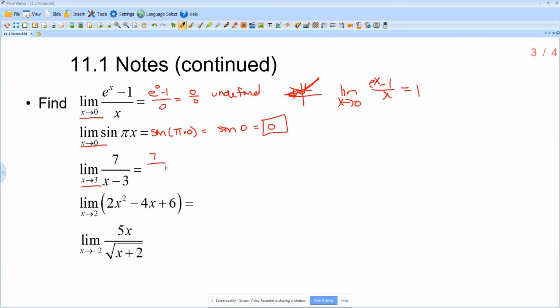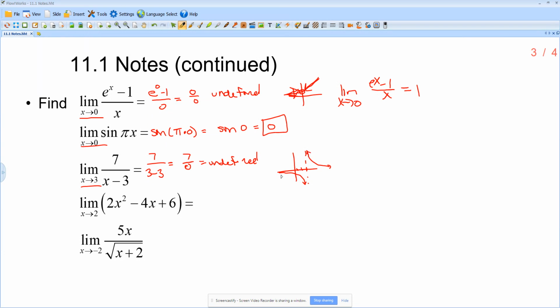Substituting in, I get 7 over 3 minus 3, which is 7 over 0. 7 over 0 is still undefined. Now, later on in the chapter, we'll talk about how these undefineds are different, because this one's a little bit more unique. But graphically, if I were to graph this, it is going to look like a function that has an asymptote at x equals 3, and otherwise looks like this.